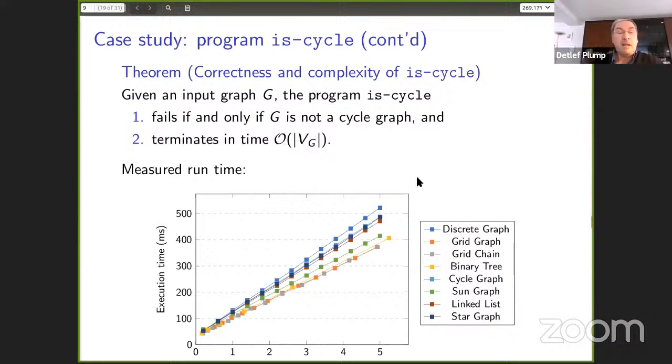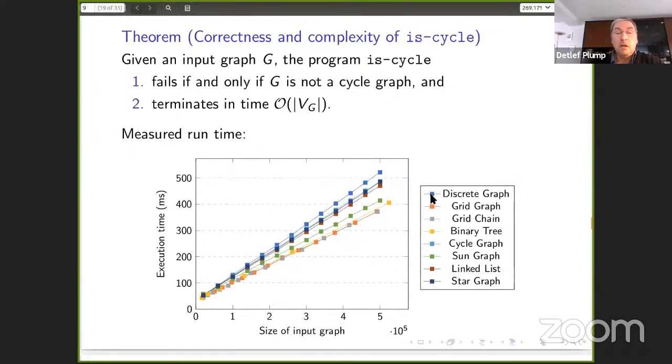But to back that up, we also have done measurements here. So this is a measurement, this time for the is-cycle program, the rooted one, on 8 different graph classes. And I will show you what these look like on the next slide. But at least from the shape of the curves, you see it's a nice linear behavior here. And you see you have to multiply with 10 to the 5, so this is up to size 500,000, so 500,000 nodes and edges together.